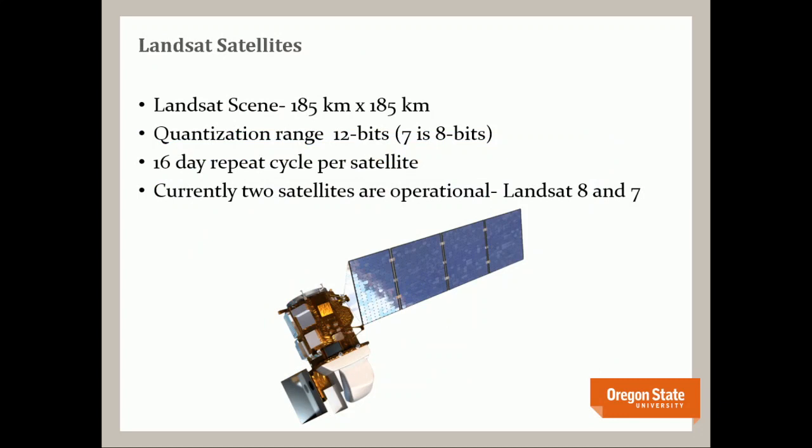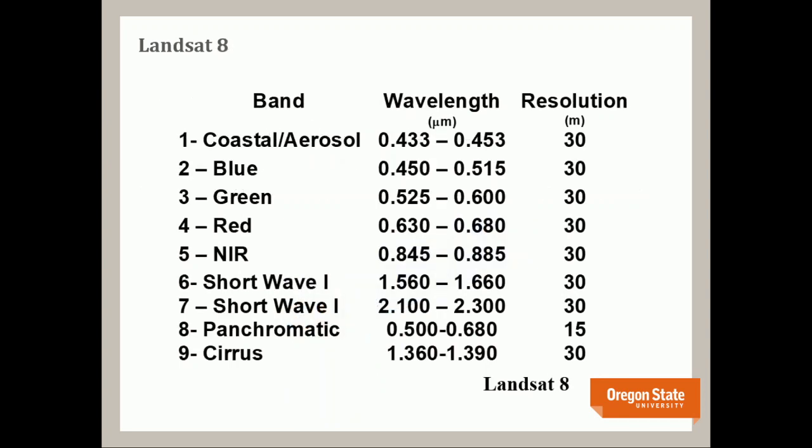Landsat scene is 185 kilometers by 185 kilometers. Quantization range is 12 bits. 16 days temporal resolution. Currently 2 satellites are operational, Landsat 7 and 8. The bandwidth of Landsat is presented here.